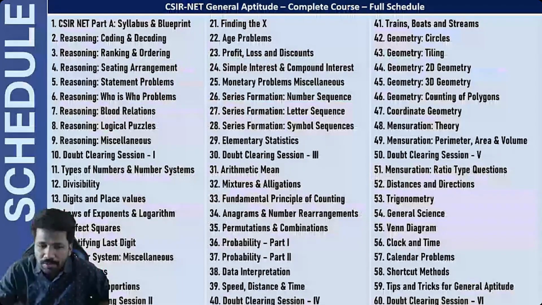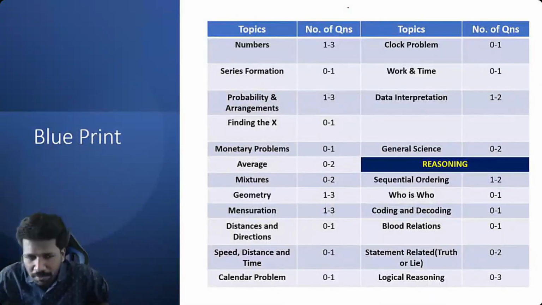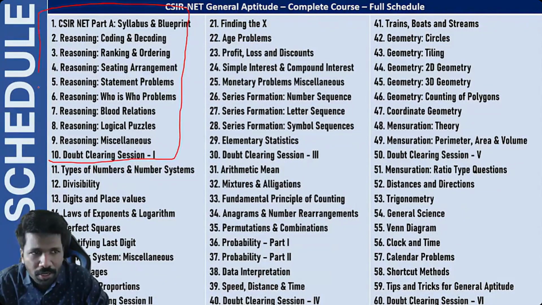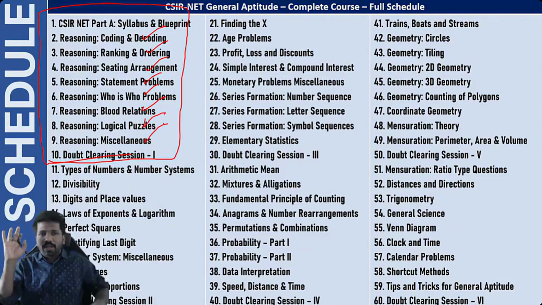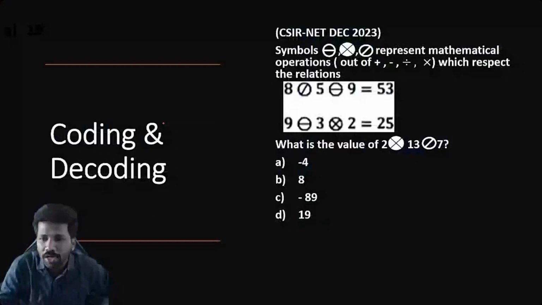Now I will give you an idea about each chapter. First, we will start with the reasoning unit. Our first 9 lectures will be on reasoning itself. Tomorrow we are starting coding-decoding, then ranking, ordering. For all these reasoning chapters, I will tell you what there is to learn in them. First is coding-decoding.